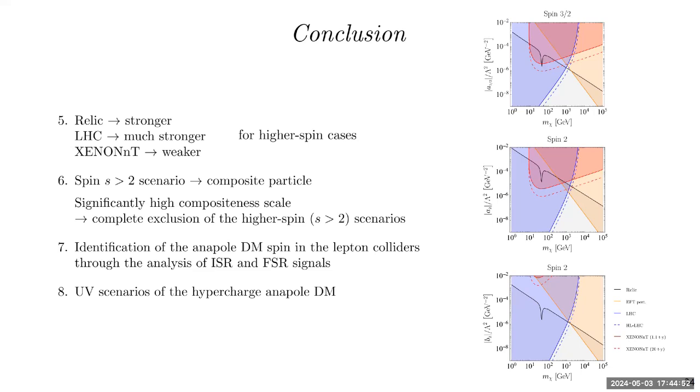And also, since there are several allowed regions, we can consider the identification of the anapole dark matter particle spin or other properties in electron colliders. And also, as I told you before, since there are several allowed regions, we can also consider the UV scenarios of the hypercharge anapole particle. That's all. Thank you.